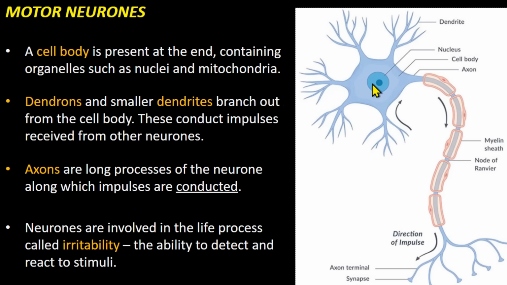So motor neurons, on the end here we have a cell body, and this contains organelles such as nuclei and mitochondria. Branching out from these cell bodies are dendrons and smaller dendrites. These conduct impulses received from other neurons. You could think of them as connecting points. The axon is a long process that goes along the cell, and this is where the impulses are conducted. So the impulses will be conducted through the dendrites, through the cell body, and down the axon like this. Think of the axon as a cord that is attached to the cell body. Neurons are involved in the life process called irritability, which is the ability to detect and react to stimuli.